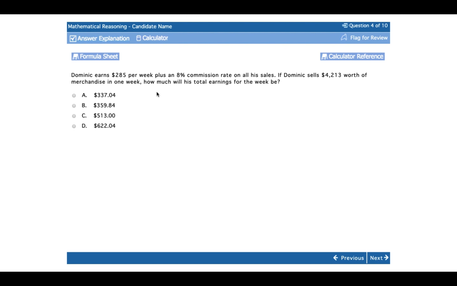Okay, so he's got salary plus his commission, and that equals his total earnings. That's what I sort of gathered from this. He's going to make $285 no matter what, plus whatever his commission is, right? So $285 plus 8% of this amount. Now the key here is to recognize that the word "of" in math language means multiply.